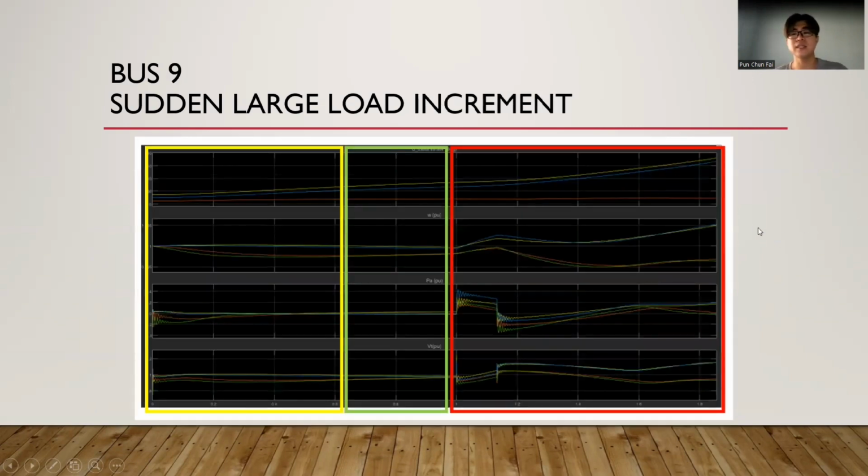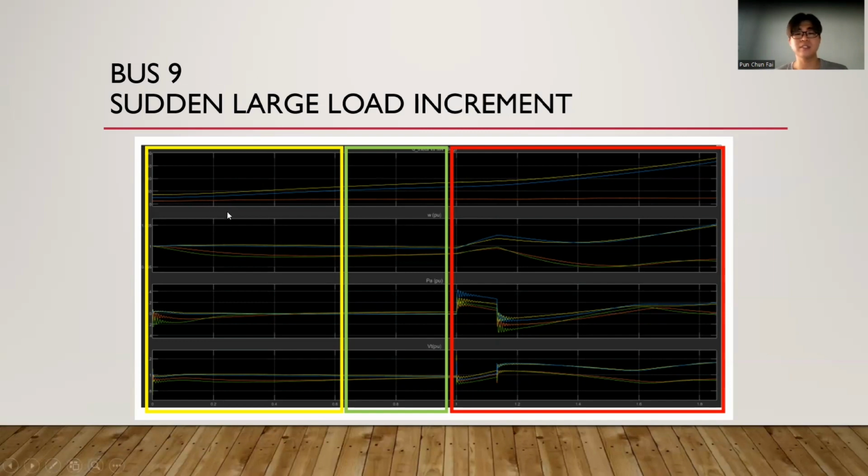Okay, next is the case of sudden large load increment for bus 9. For the unstable case, shown in red here, about 1 second to 1.8 seconds, you can see the system is in an unstable state. This happens because of the sudden load increase at bus 9 at about 1 second. Before the spike at 1 second, we can observe that the system is attempting to stabilize, but when the load increment happened, we were able to observe that the system went out of stability from the sudden large increment.